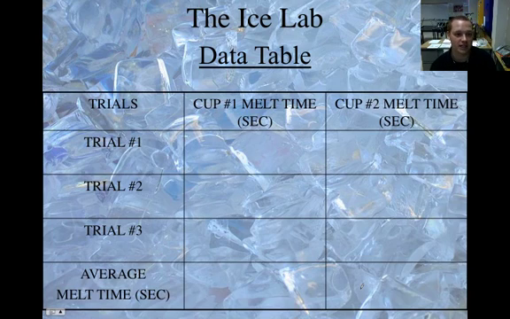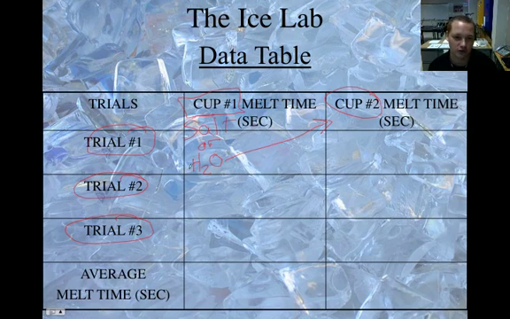So what you're going to be doing is performing 3 trials, and every time you complete a trial, you're going to record the melt time. What you're going to have to figure out is cup number 1, is that the salt cup, or is that just the H2O cup with no salt? And then obviously cup 2 will be whichever one cup number 1 already is.